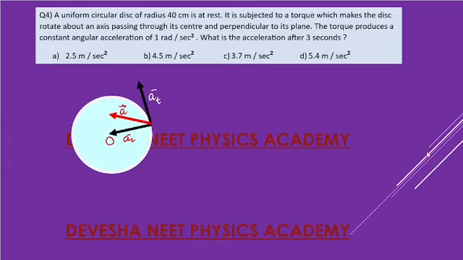Now look at this question. It is given that a uniform circular disc of radius 40 centimeters is rotating. So radius is given to be 40 centimeters, so radius is equal to 0.4 meters. The axis of rotation passes through the center. The angular acceleration which is produced is 1 radian per second square.